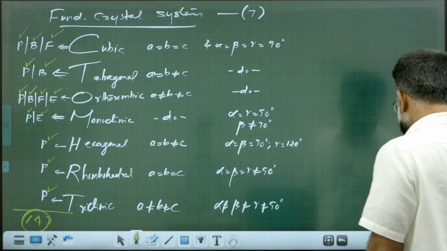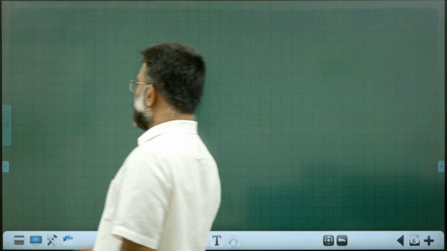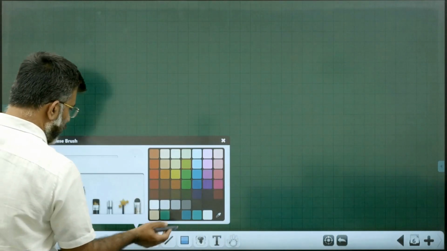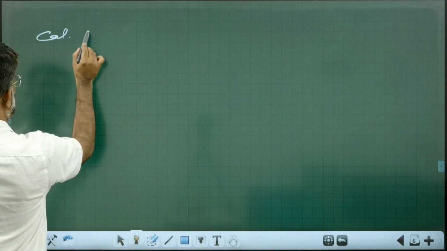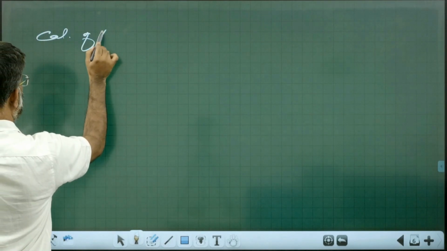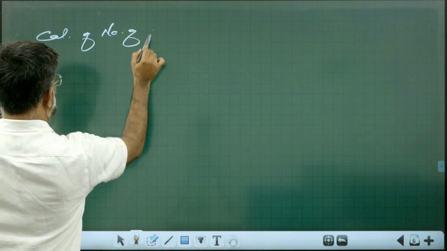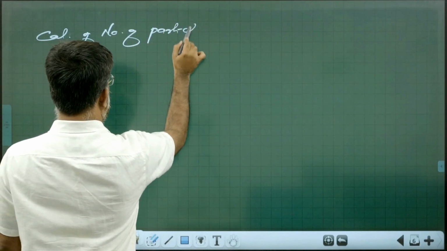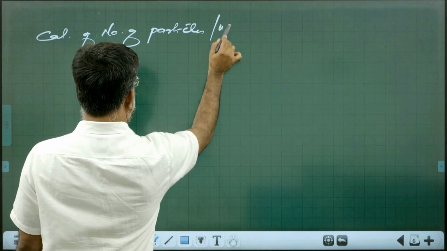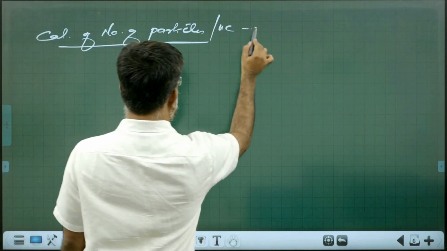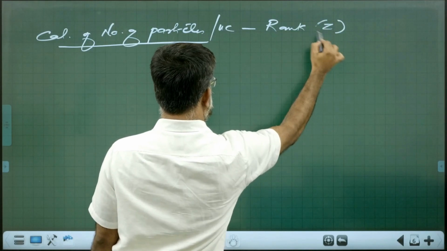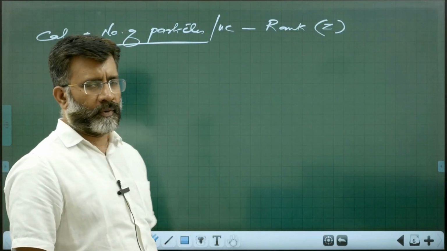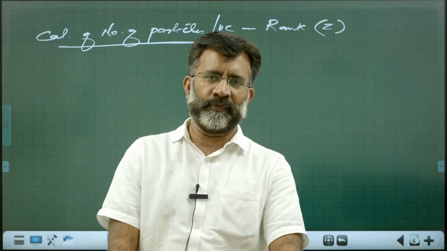Our next point of discussion is regarding calculating the number of particles per unit cell. You can also call it the rank of unit cell, represented as Z. How to find the rank of unit cell?